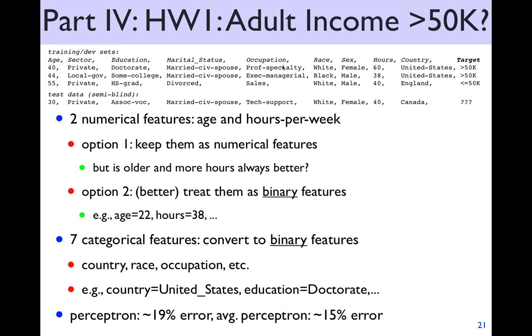Now this is the training data and the dev set. The test data looks like this. It's exactly the same except that the last field is missing, because that's the field that you need to predict using your model, trained on the training set. This is what we call a semi-blind test set. Why semi-blind? Because everything is known except the output. The input X is completely known, just the output Y is not known.